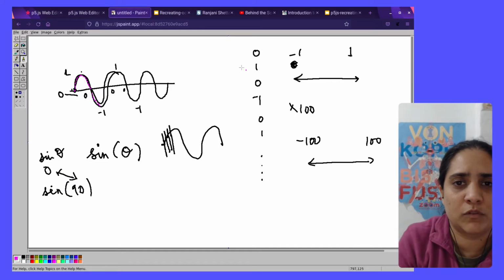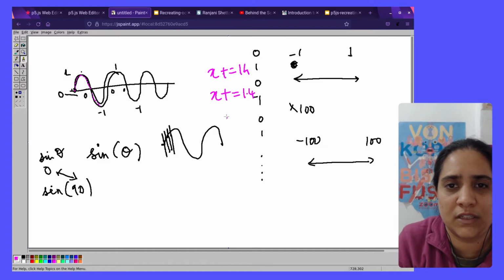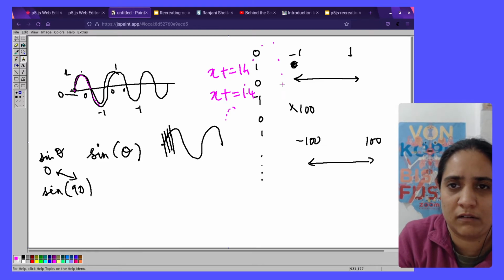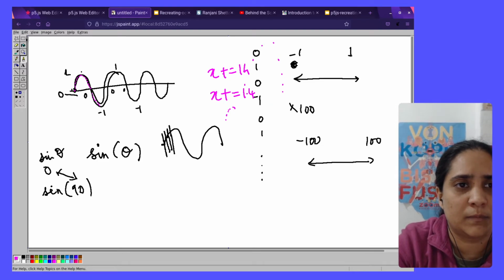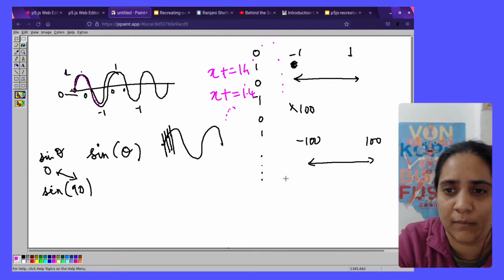So in the first case my x plus equals is 14, and in the other case my x plus equals is 1.4. So obviously this increment is smaller and this increment is more discrete. Sorry, I'm drawing all over the place, but I guess you understood what I'm saying. I think some people are nodding, so I'm assuming.